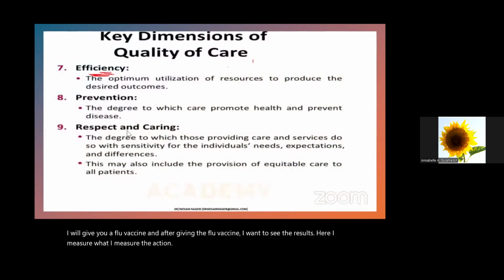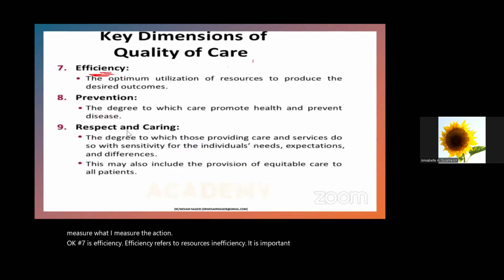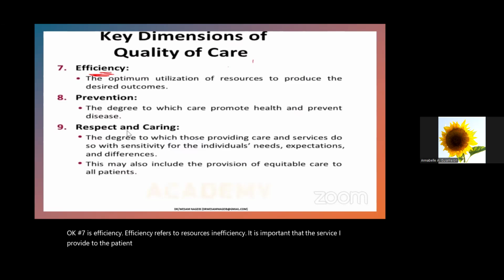Okay, number 7 is efficiency. Efficiency refers to resources. In efficiency, it is important that the service I provide to the patient is reasonable. I cannot provide a service and tell them your cost is 1 million riyals just because I put them in a VIP room, gave them specialized staff, and provided unnecessary extras. No, it must still be something reasonable and efficient. So, optimal use of resources.